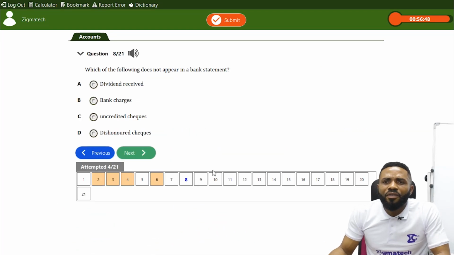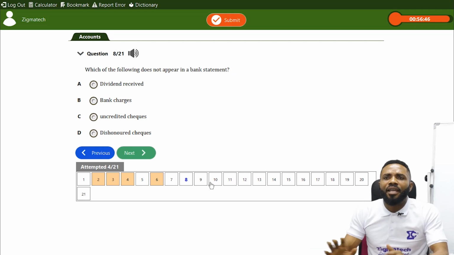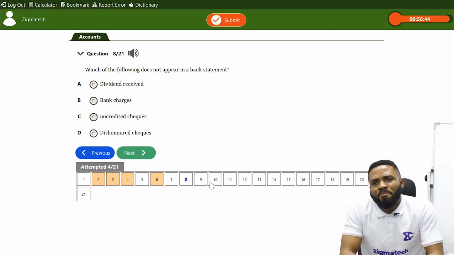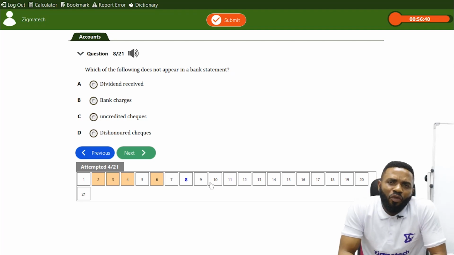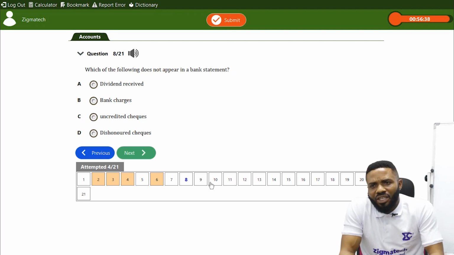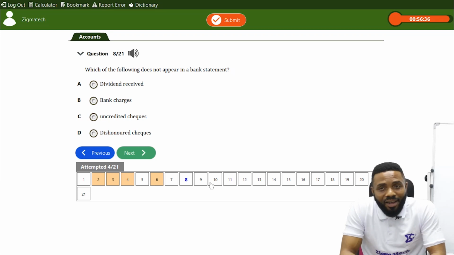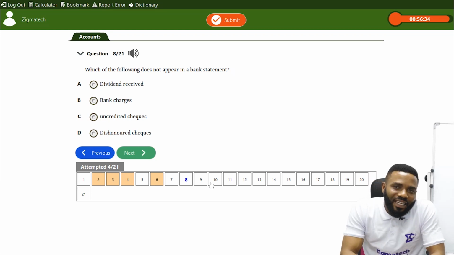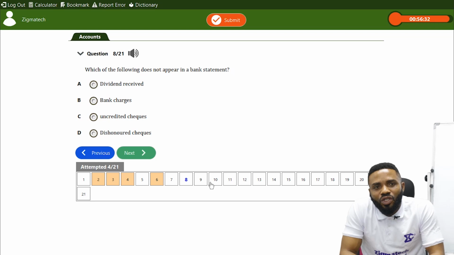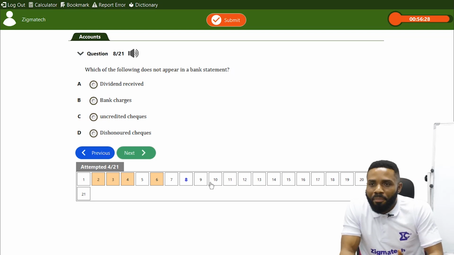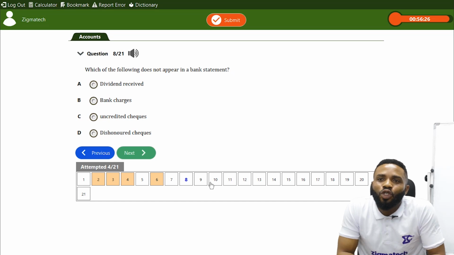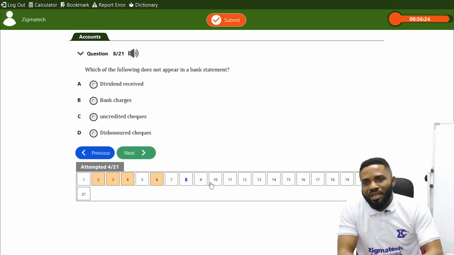Which of the following does not appear in a bank statement? Which of the following does not appear in a bank statement? Very simple question. Now, we have said that there are some transactions that we enter in the bank that will not reflect in the cash book, and there are transactions that will reflect in the cash book that may not reflect in the bank.